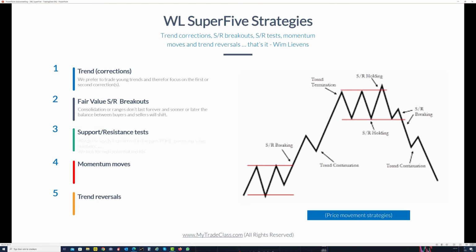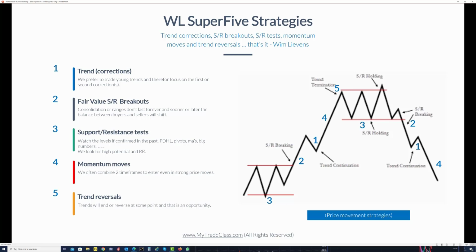So let's talk strategies. Now, again, look at this simple image. And again, let's ask ourselves, how many things can a price do? What can the market do? It can trend and correct. It can break out. It can test support and resistances. It can have these impulse or momentum moves, and the trends can reverse. Sooner or later, trends, sometimes very nice, won't last forever, and sooner or later they will reverse.